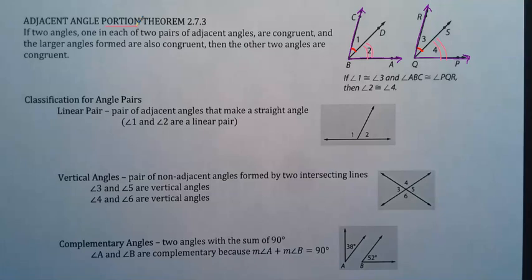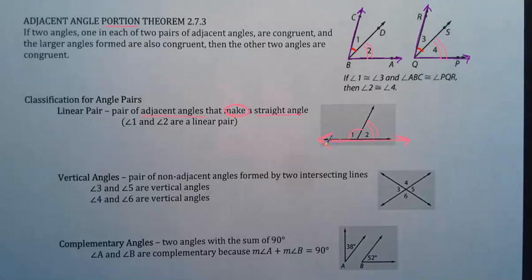All right, then we have some classifications for angle pairs. First up, a linear pair. A linear pair is a pair of adjacent angles that are adjacent and make a straight line. So angle 1 and angle 2 are adjacent. They're not congruent, they're just adjacent. They're touching. The thing about them is they make a straight line.